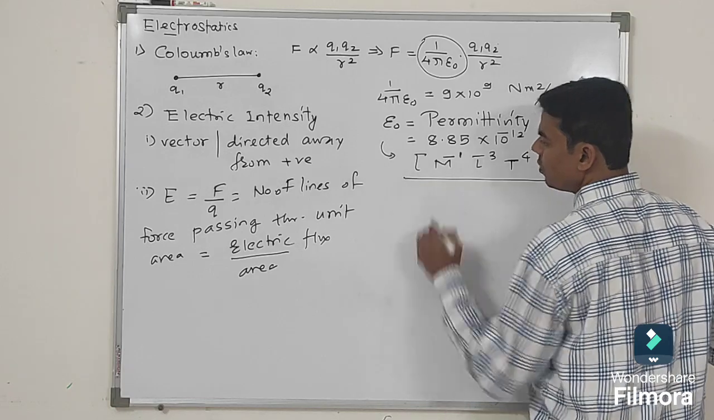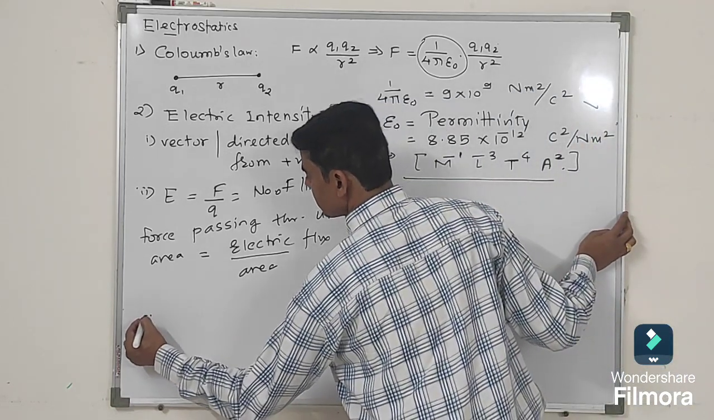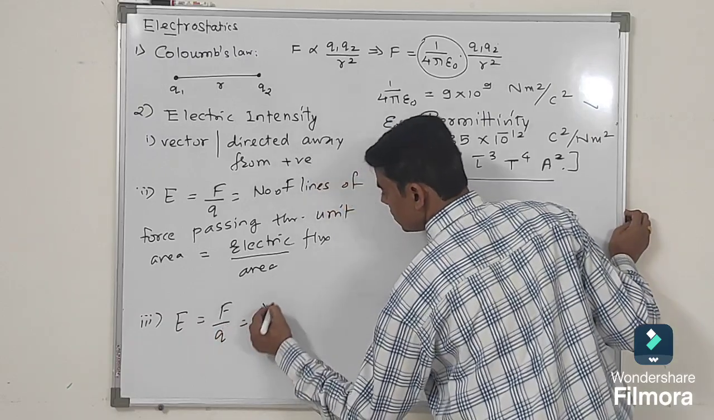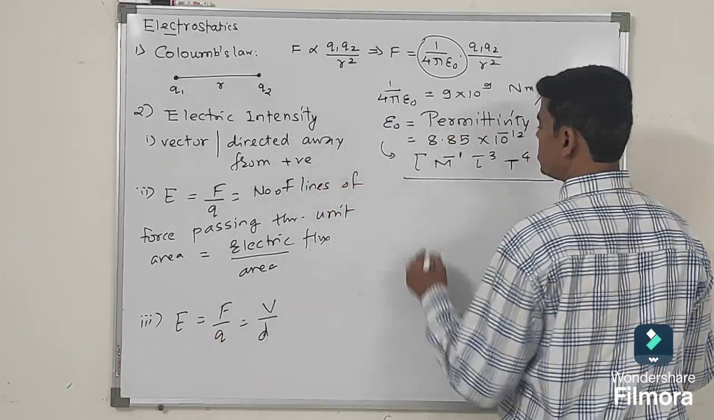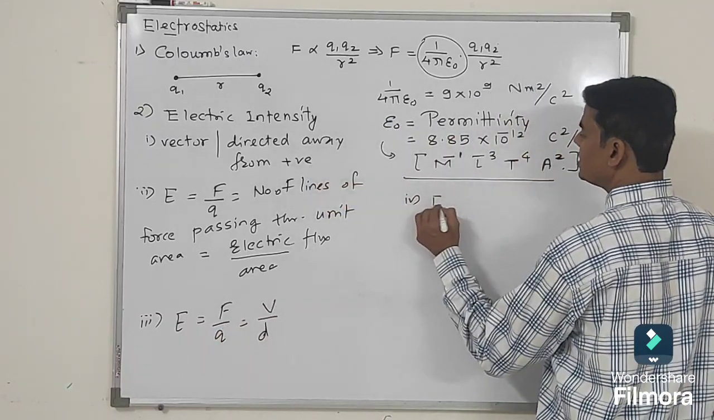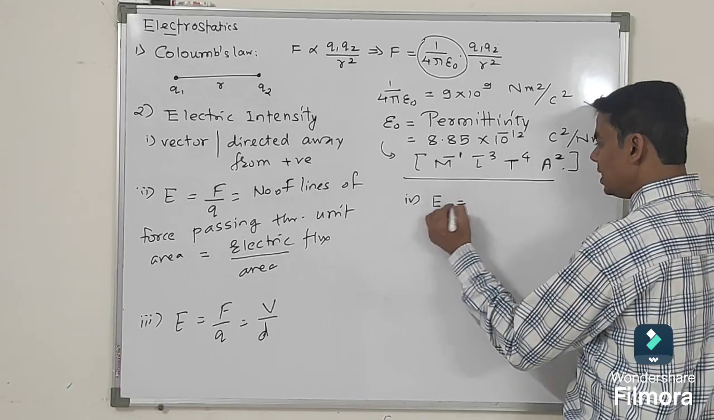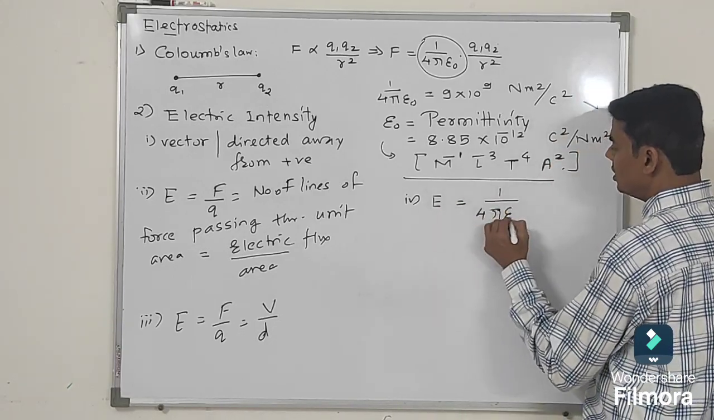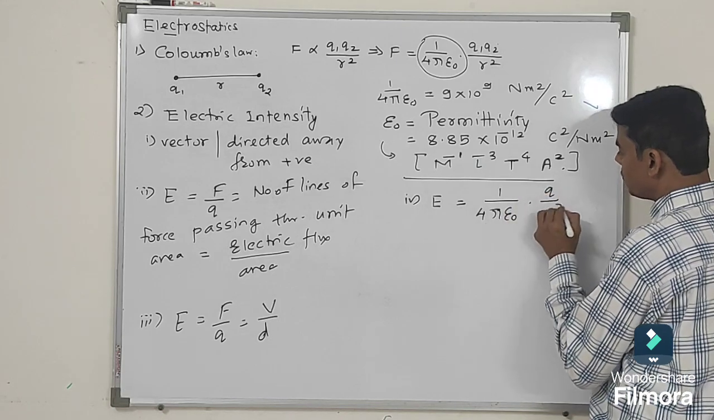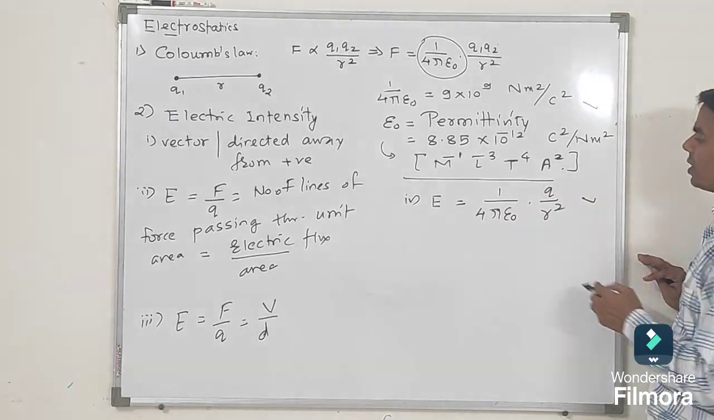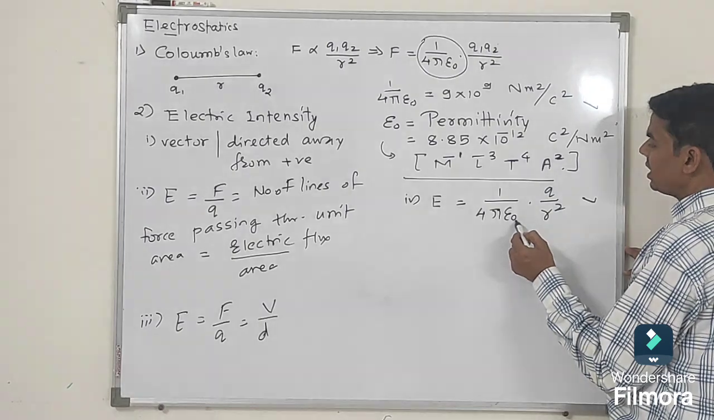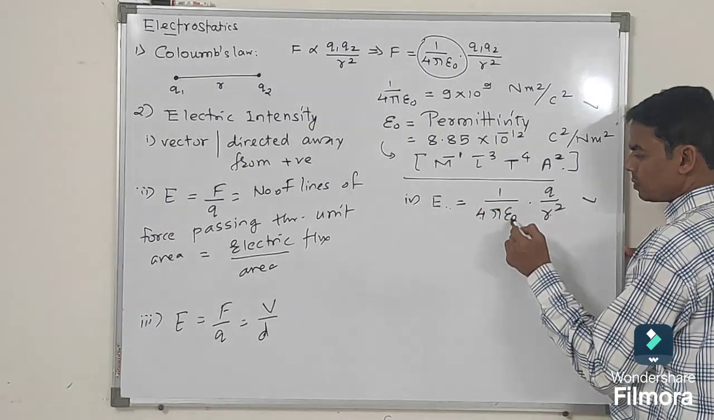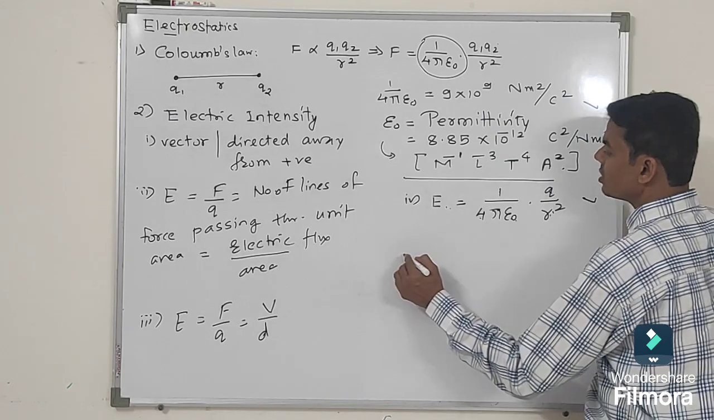Then we have different formulas for electric intensity. Electric intensity is equal to force upon charge, it is equal to electric potential upon distance. Then electric intensity at any point situated near a charged sphere is 1 upon 4 pi epsilon 0, q upon r square. Electric intensity at a distance r from charge q is E is equal to 1 upon 4 pi epsilon 0, q upon r square.